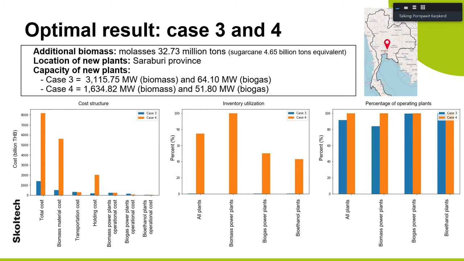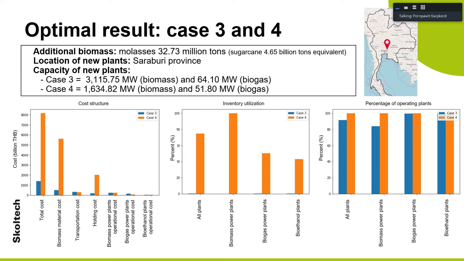And in case 3 and case 4, we want to answer how Thailand should meet the AEDP. So from case 3, I want to answer how much more biomass Thailand needs, what the capacity of the new power plants should be, and where to locate them.